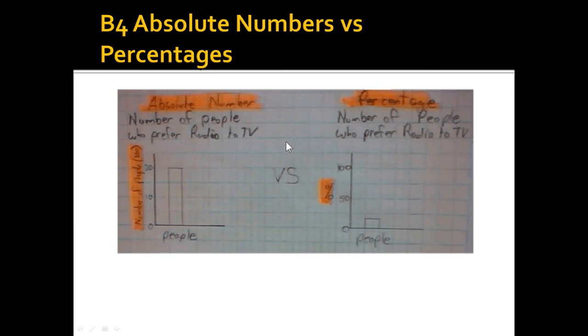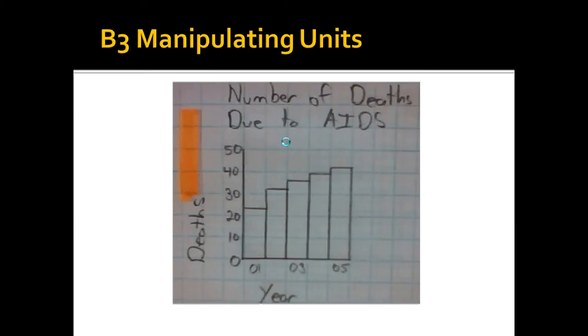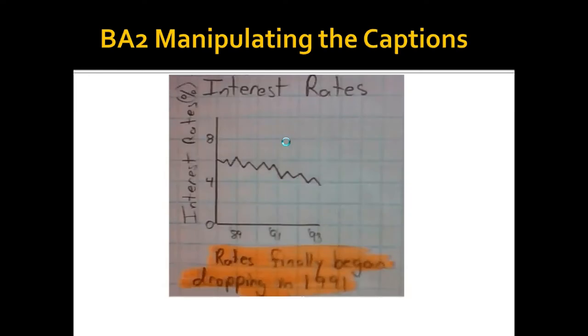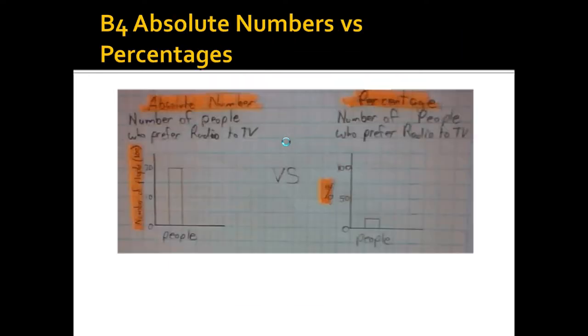Now, neither of these graphs breaks the rules. These two examples break the rules. Actually, all of these. This breaks the rule, this breaks rules, this breaks rules. This does not. Neither of these actually breaks the rules. But whether you use the actual numbers or whether you turn the numbers into percentages will change what the graphs look like and change people's opinions.